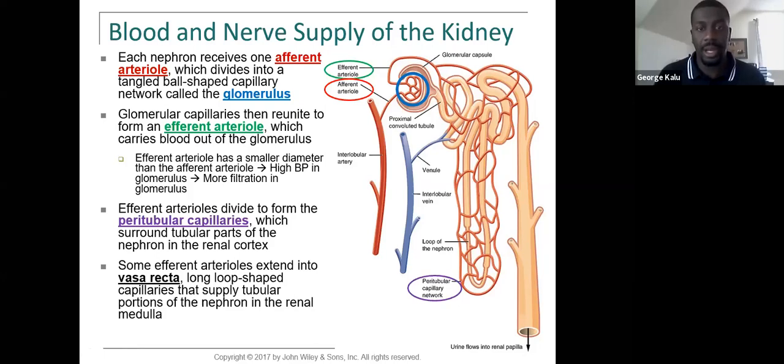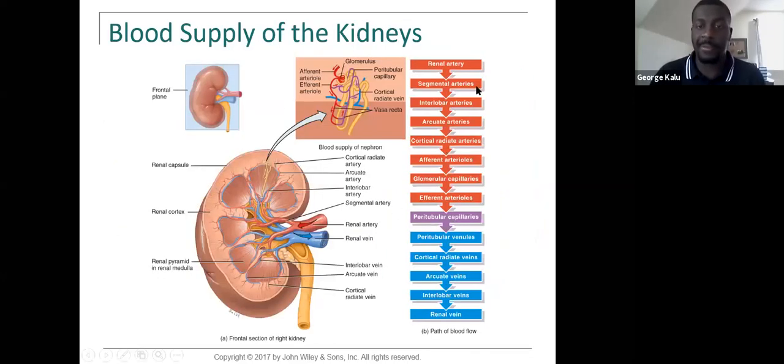So this is one thing I do want you to be comfortable with for the exam: the pathway of this blood flow. You go from the renal arteries, the segmental arteries, interlobar arteries, arcuate arteries, cortical radiate arteries. Then you hit the afferent arterioles, glomerulus, efferent arterioles, peritubular capillaries. You can pretty much stop there. That's all I want you to be familiar with.